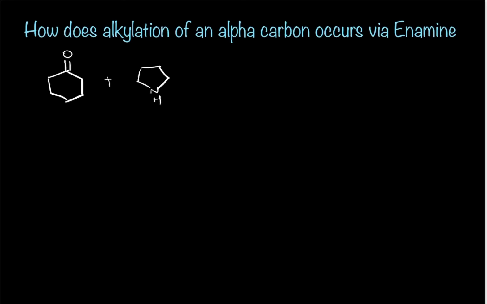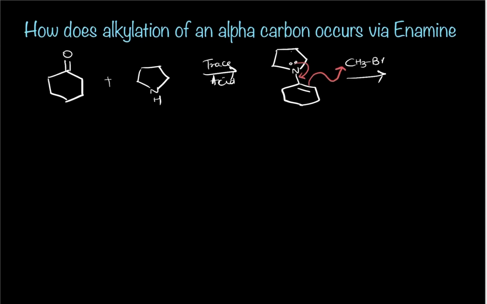So this is an amine reacting with a trace amount of acid, and you synthesize the enamine. And when you want to react it with an alkyl halide, these electrons are going to come up here, and this is going to act as a nucleophile and push those electrons onto bromine, so it can be a good leaving group.